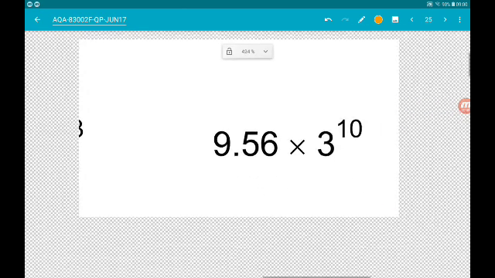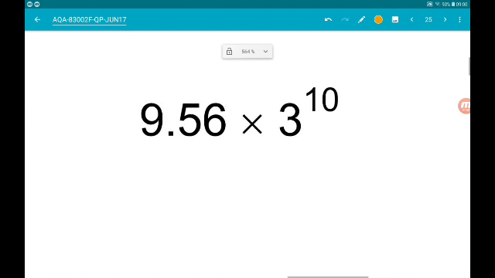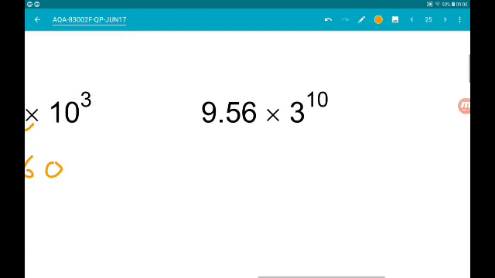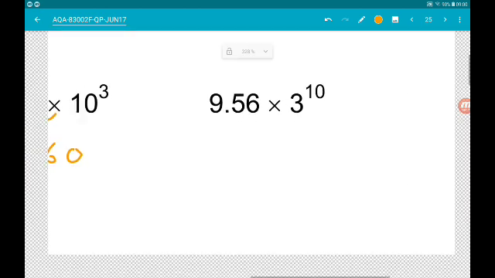And then we got 9.56 times 3 to the power of 10. So that means 9.56 times 3, 10 times. So that's going to be huge. So that is definitely our biggest number.